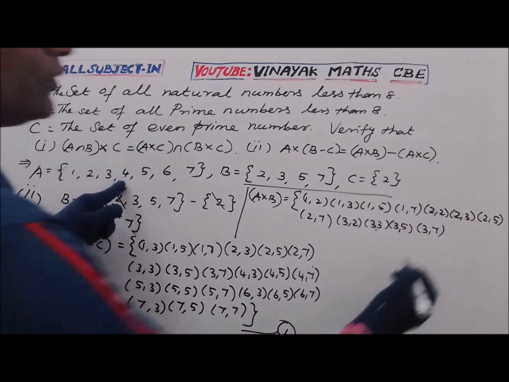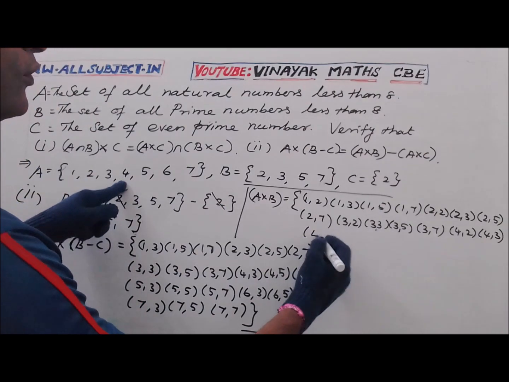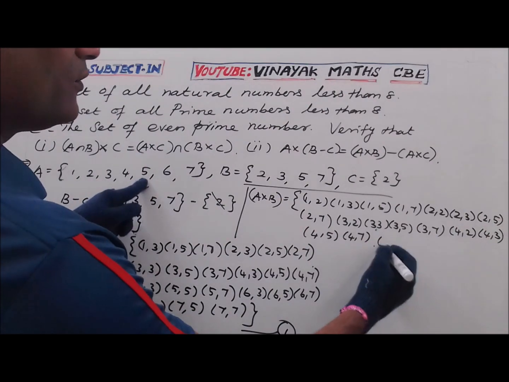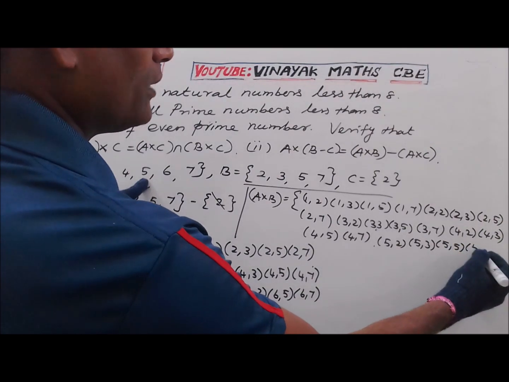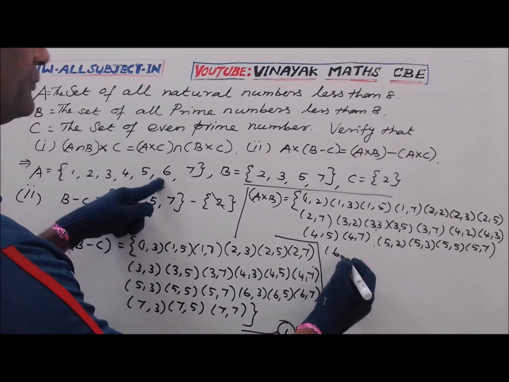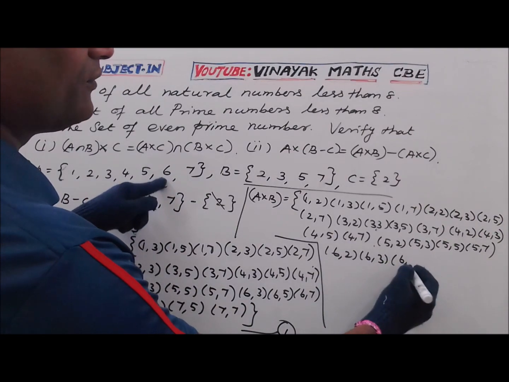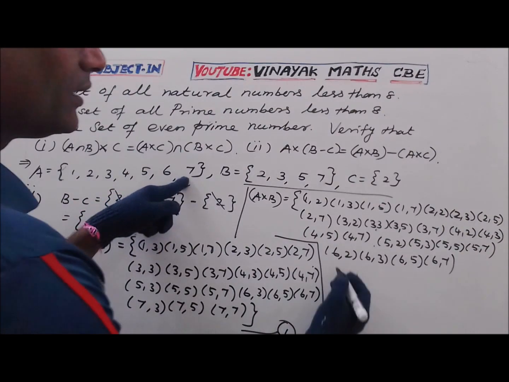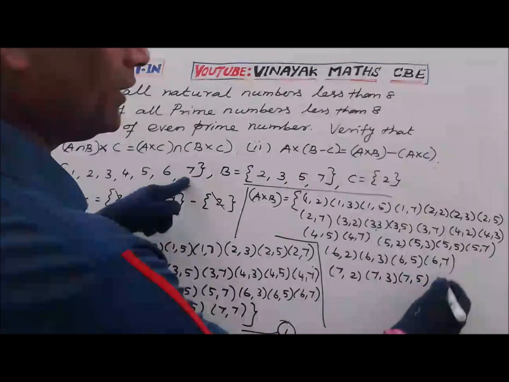And then with 4: 4, 2, 4, 3, 4, 5 and 4, 7. And with 5: 5, 2, 5, 3, 5, 5 and 5, 7. And with 6: 6, 1, 6, 2, 6, 3, 6, 5 and 6, 7. And by taking the last element 7, we have 7, 2, 7, 3, 7, 5 and 7, 7.